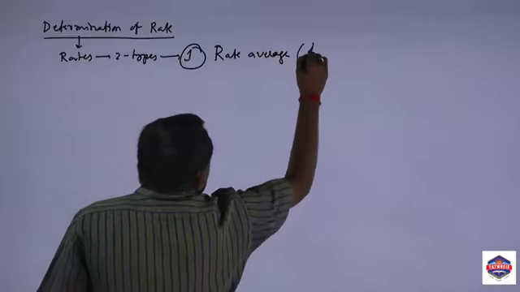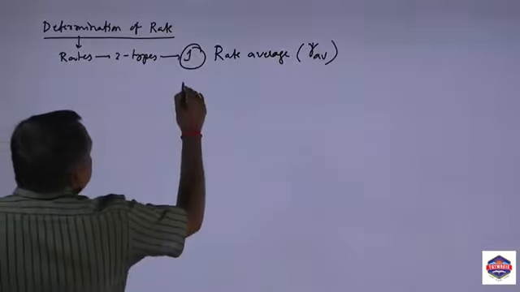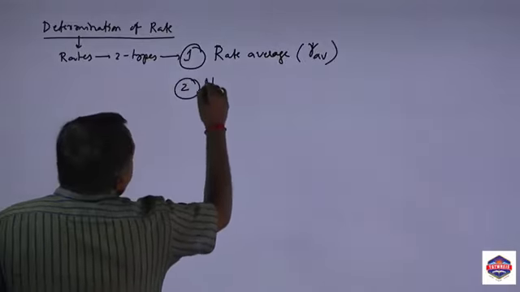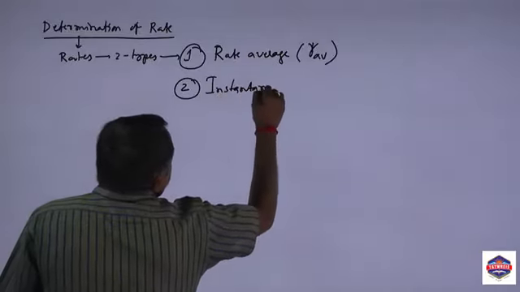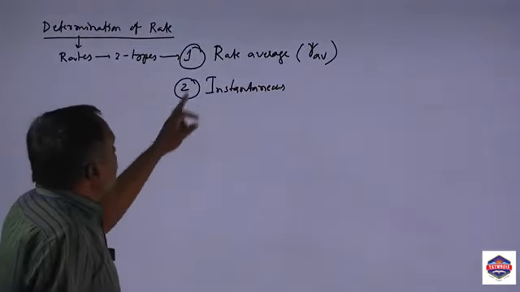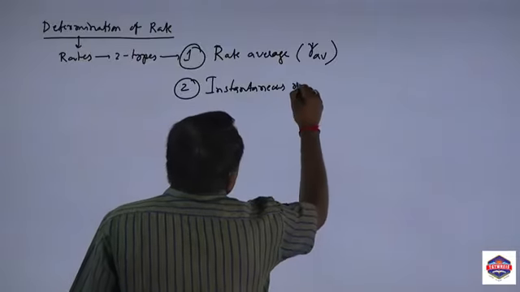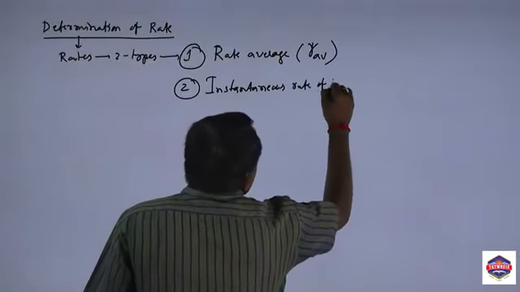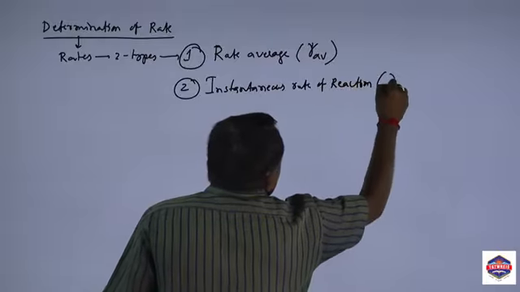So this is R_av. R_av is the rate average. Number 2 is the instantaneous rate. There are two different types of rates we can calculate for chemical reactions. One is the average rate of reaction, another is the instantaneous rate of reaction. Instantaneous rate of reaction can be represented by R_instant.